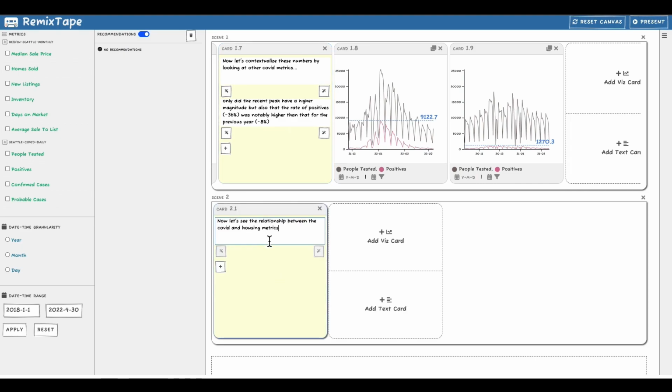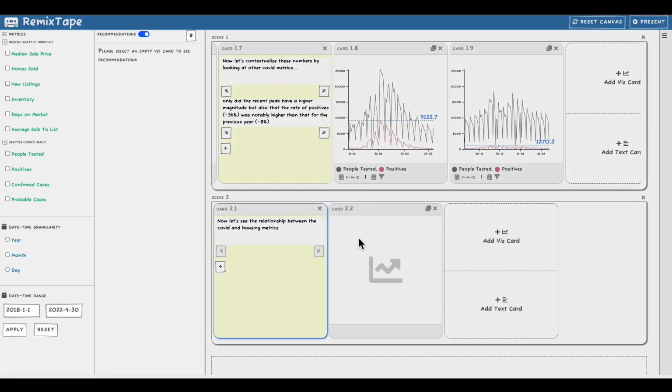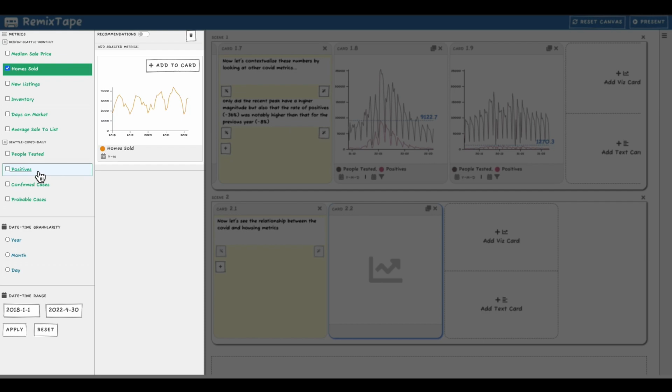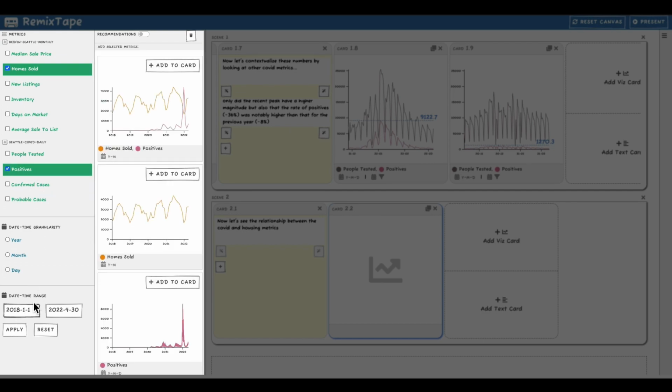Because we know the metrics that we want to show, we manually select the homes sold and the positive metrics, and specify the time range corresponding to the recent spike. In response, RemixTape implicitly adjusts the temporal granularities and presents a multi-series line chart that we can add to the canvas.